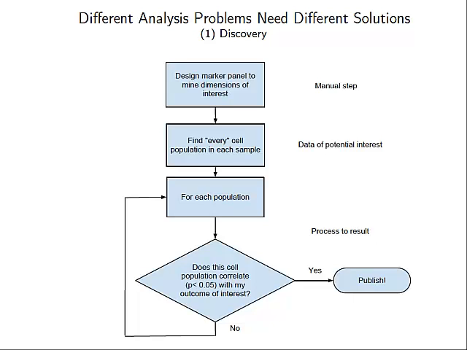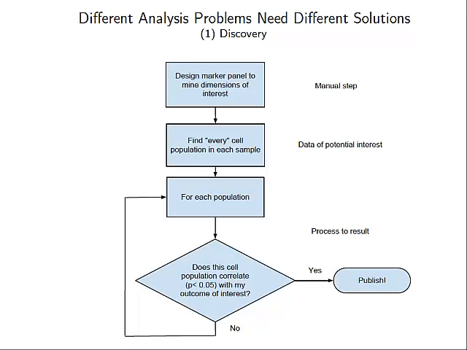You have some ideas based on biology about what could be important, the T cell, the B cell, but you know it could be this one, could be that one. We're not really sure. And then for every population, you want to see: does this cell population that we're looking at correlate with my outcome of interest? Am I getting a p-value less than 0.05? If you find something that's important, then you publish and you win.